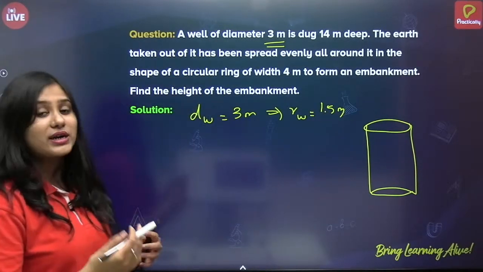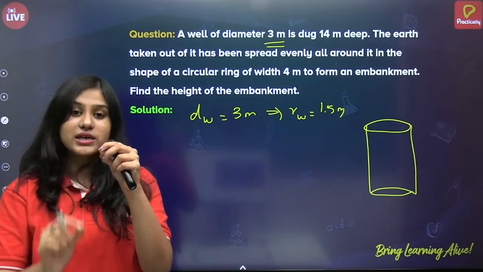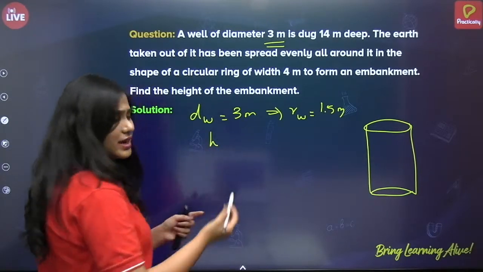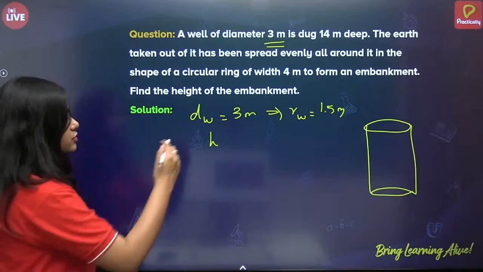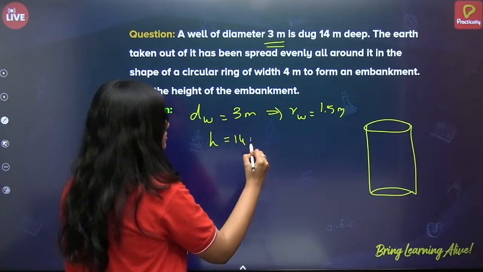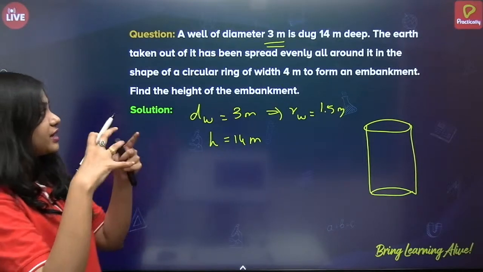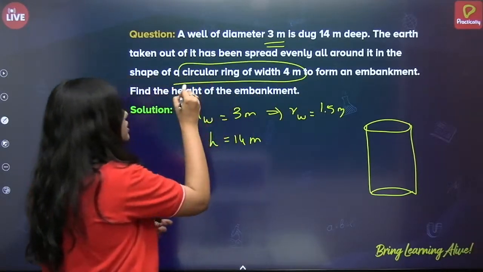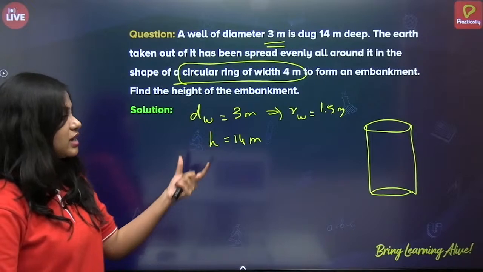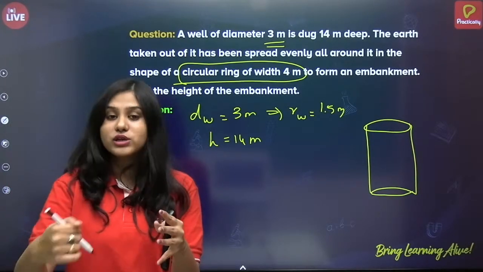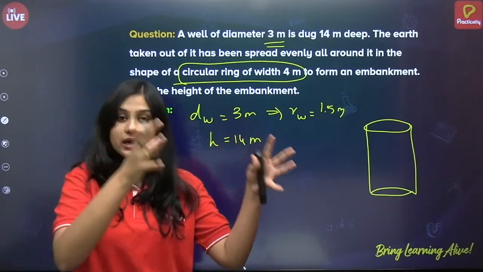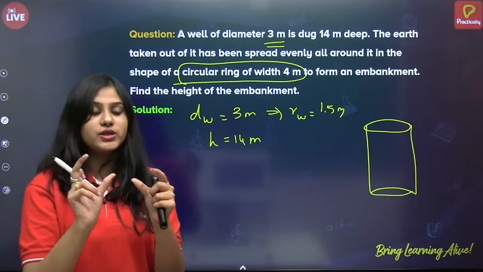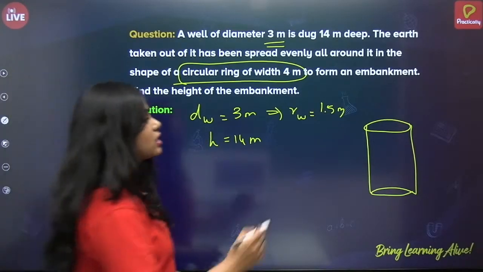Next, the height or depth. When it is dug, we calculate it as depth, correct? So what is the depth of the well? It is 14 meters. When you substitute in the formula of volume of cylinder, you take h, correct? This is 14 meters. The earth taken out of it has been spread evenly all around it in the shape of a circular ring of width 4 meters. So what is meant by this statement? You dug the well, you get the soil, correct? That is taken out and formed in the shape of a circular ring, and the width of the circular ring is 4 meters.